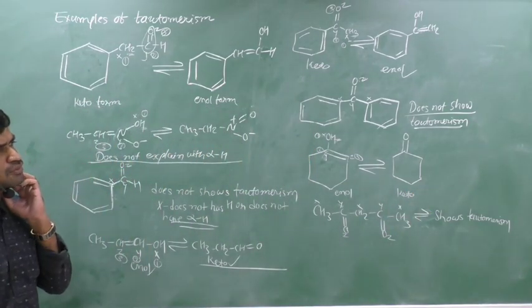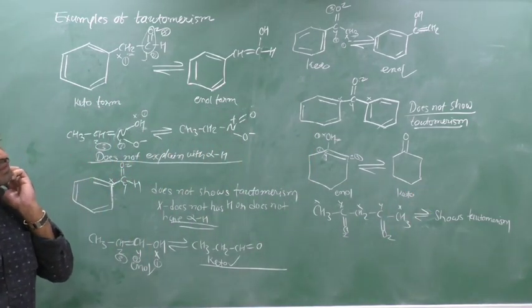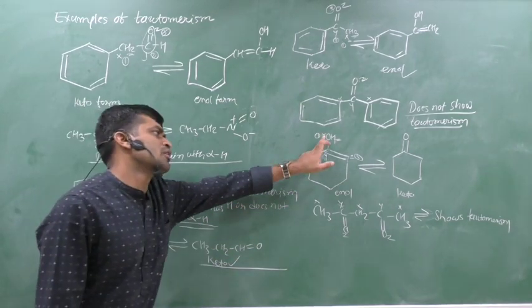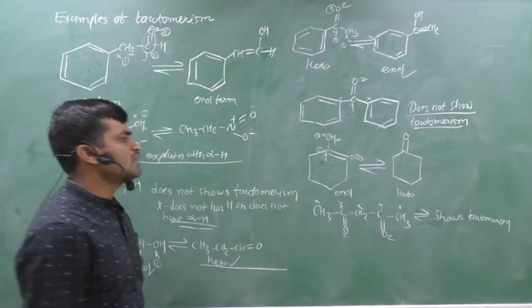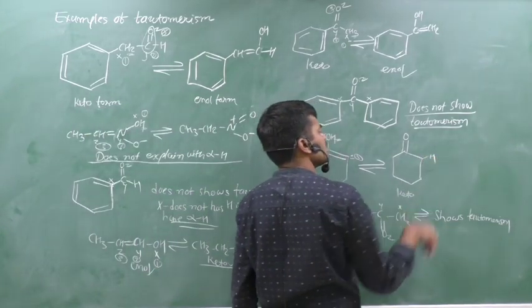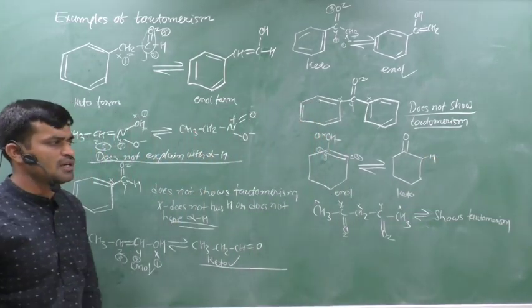Double bond is transferred from 2, 3 to 1, 2, and hydrogen is transferred from 1 to 3. Here there is a hydrogen, but we cannot write it here because it makes no difference whether you write it or not.